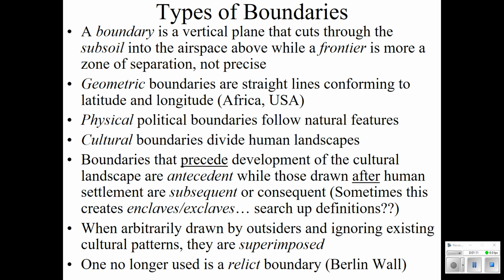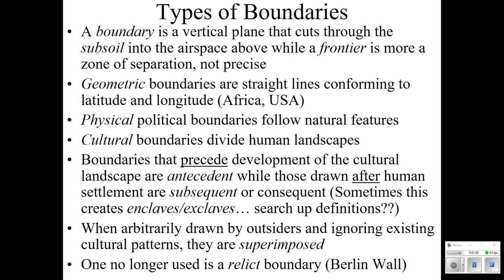Frontier, not so precise. That's going to be more of a zone of separation. We always talk about the frontier between the United States and Mexico back in the 1800s, where outlaws could rob a bank on the U.S. side and run across the border to the Mexican side. Nowadays, with extradition agreements and treaties between countries, that kind of flight from justice is usually not as effective. We have several different types of boundaries.